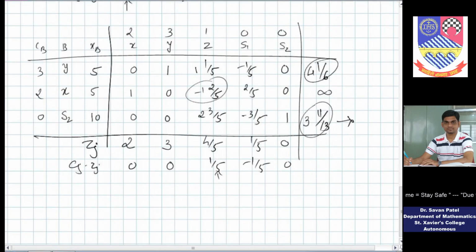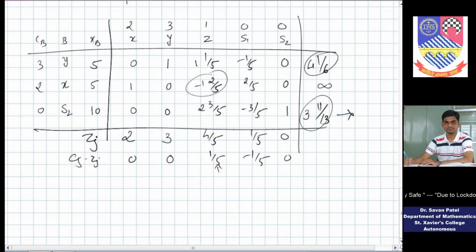Now S2 will be removed from the basis, and Z will enter the basis. So you have to make this entry 1 and the other entry 0. To make this entry 1, we have to divide everything by 2, 3 by 5, and by making that, we are having the table like the next one.